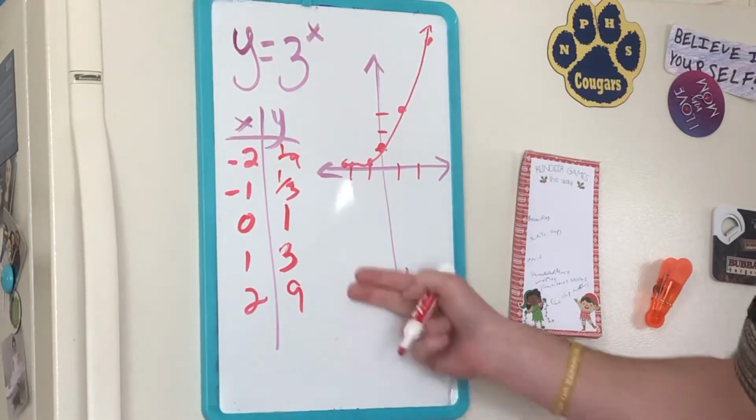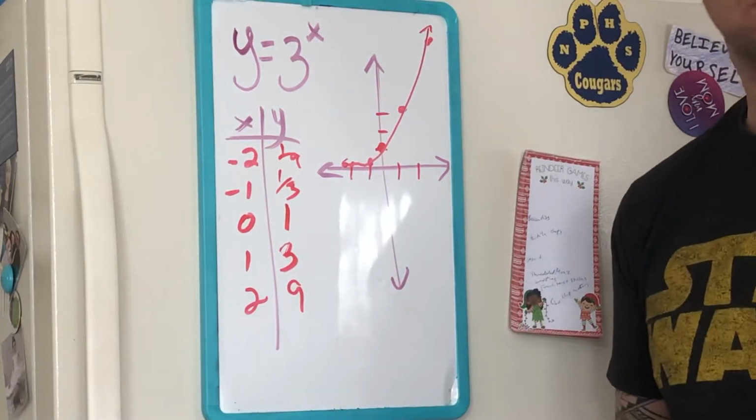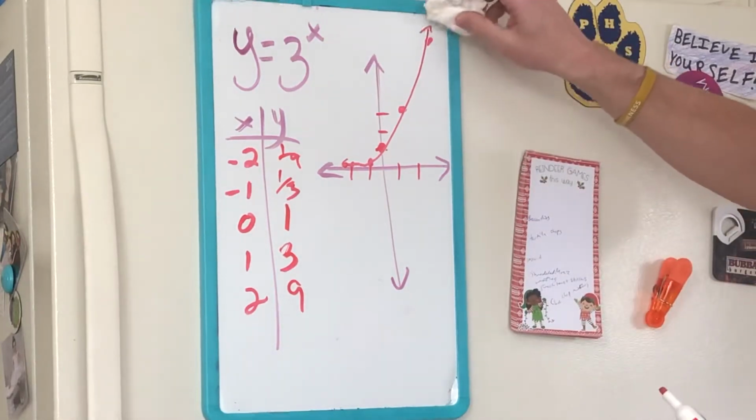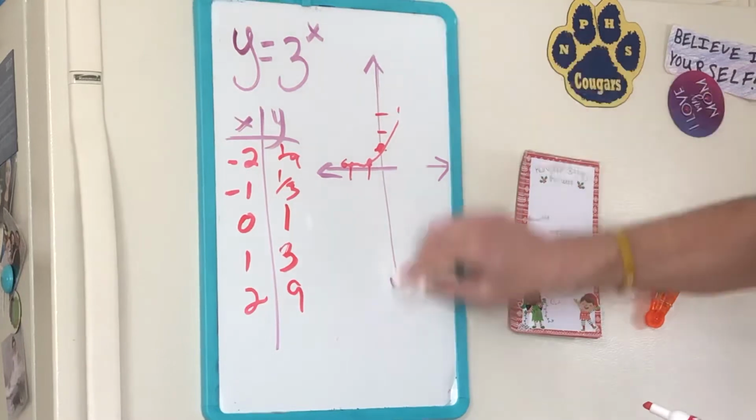That's called an asymptote. Okay, exponential functions, very, very common in the news. If you've been watching the news in the last few weeks, always talking about exponential functions. We'll do one more.